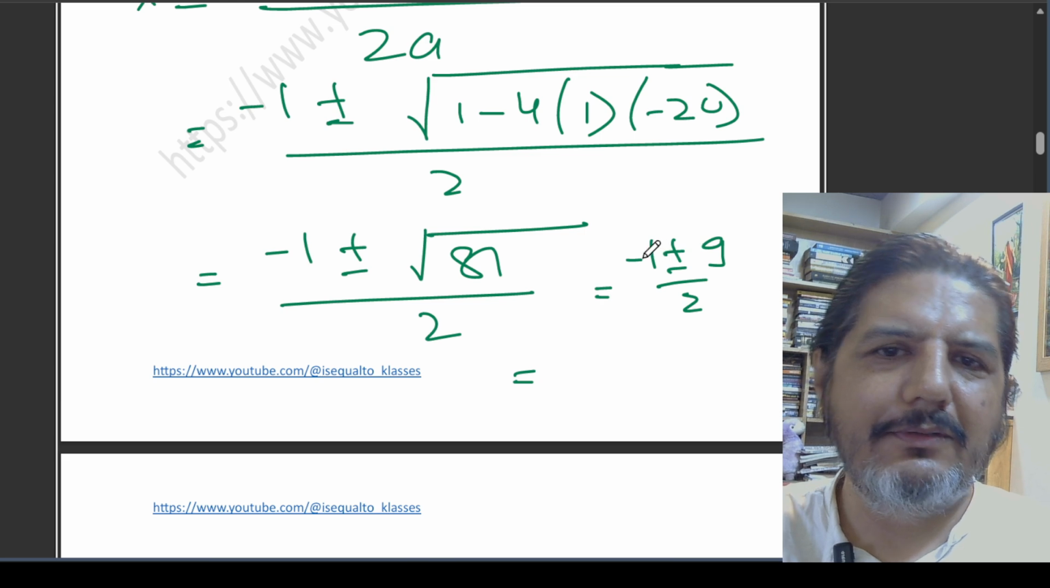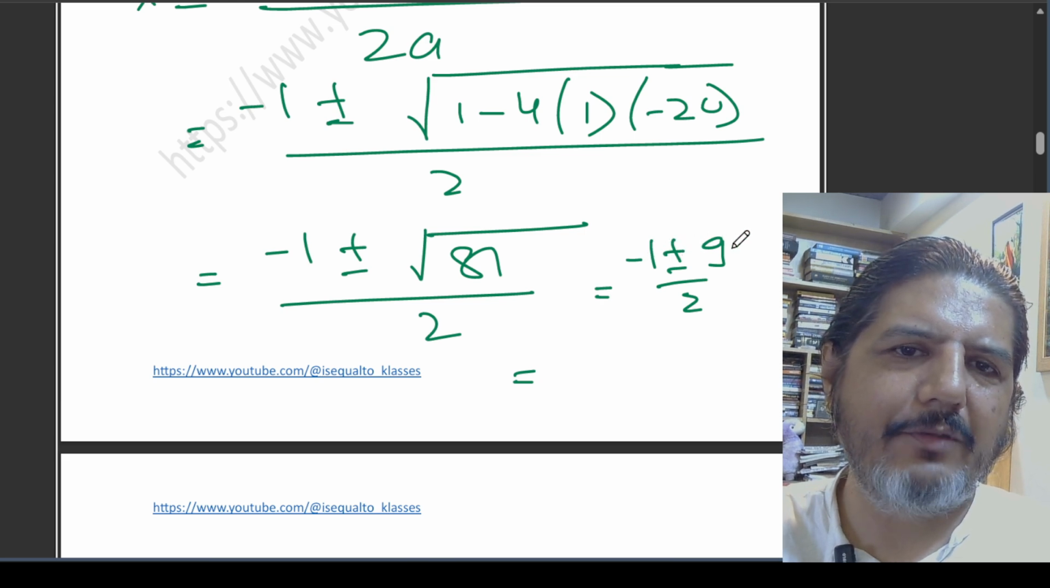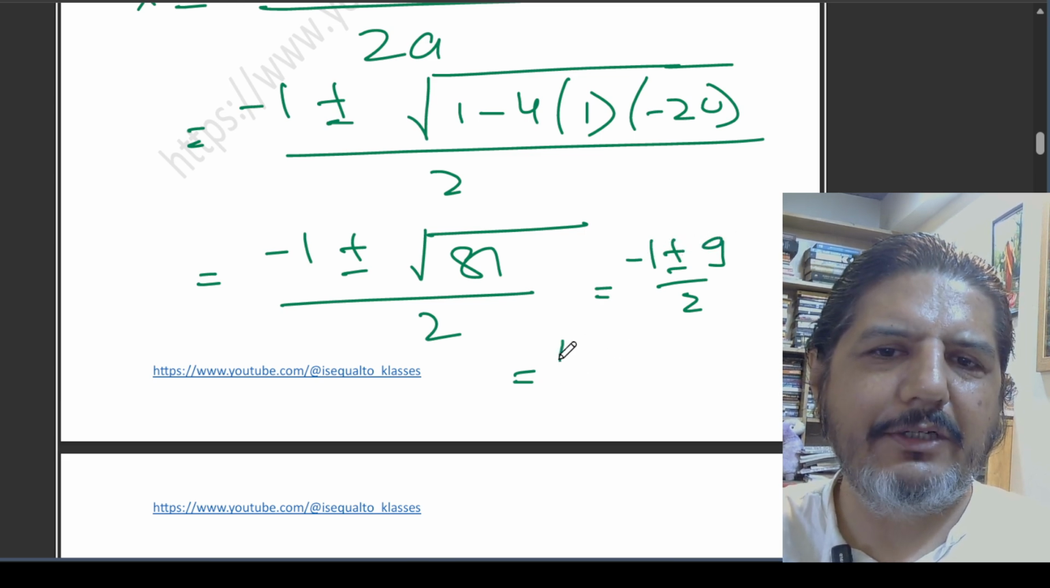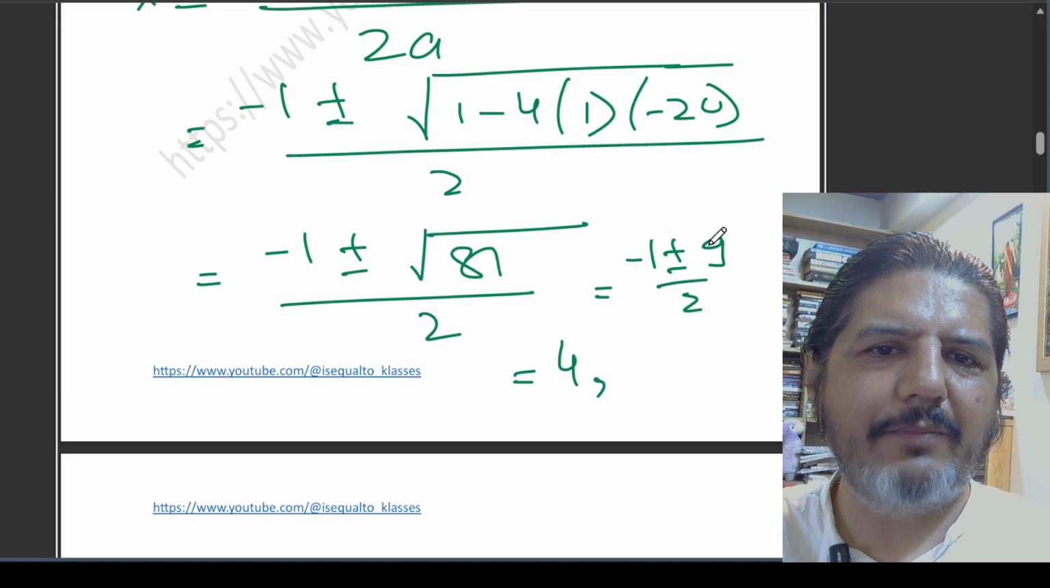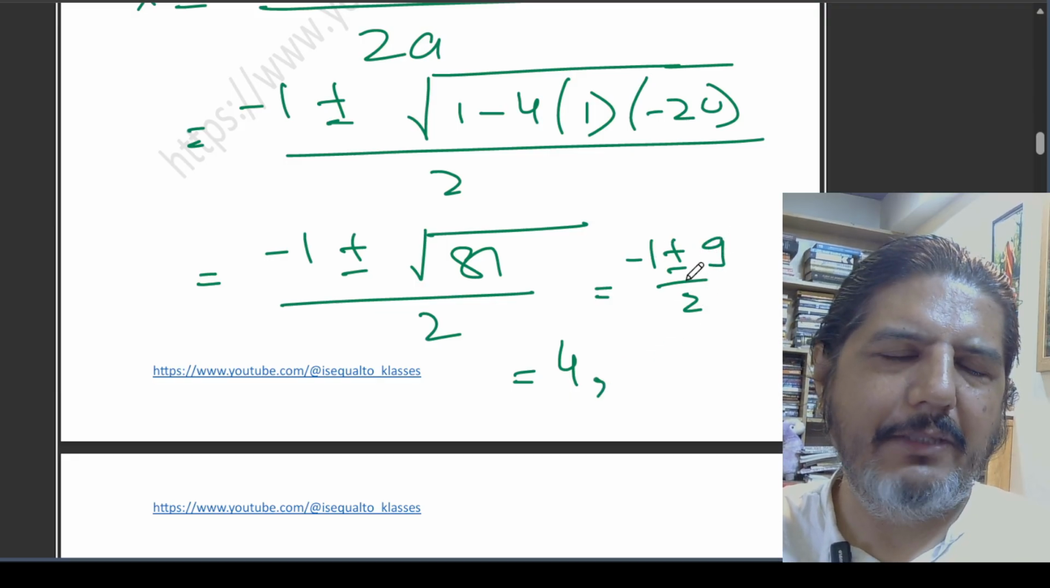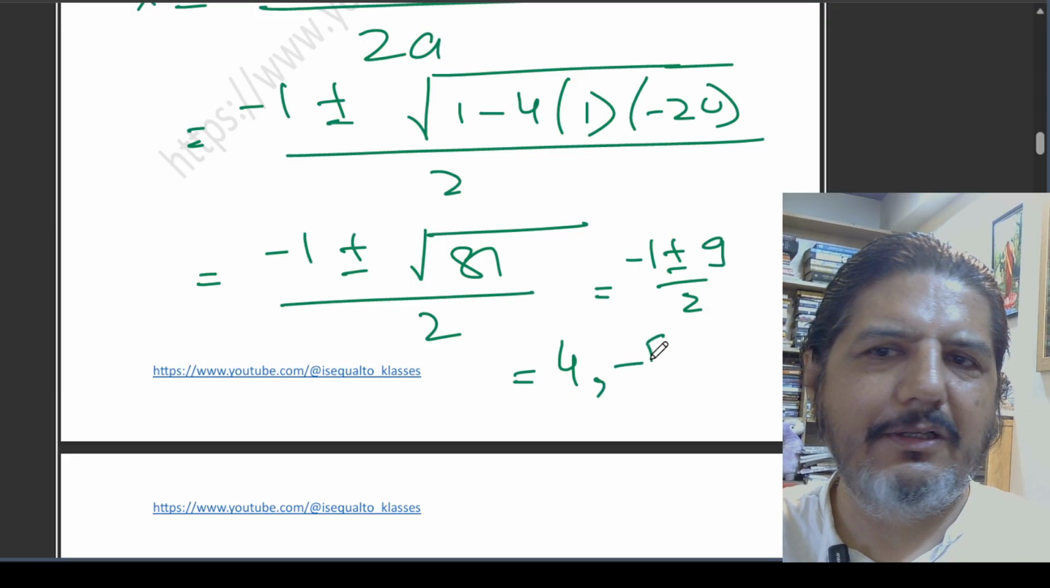This will be equal to minus 1 plus 9, that is 8 by 2, that is equal to 4. And minus 1 minus 9, that would be minus 10. Minus 10 upon 2 is minus 5.